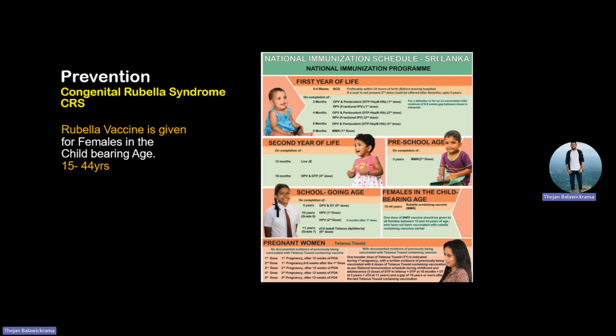That is our national immunization program. In the first year of life, we give the thing called MMR. In the second year, we give this, and at preschool age again, and then at school age we give this too, and then for females in the childbearing age, we give rubella. This is MMR, and this is triple, polio and measles. So rubella vaccine is given for females in the childbearing age from 15 to 44, and that has basically prevented us from seeing congenital rubella syndrome. So there is a vaccine to prevent this.